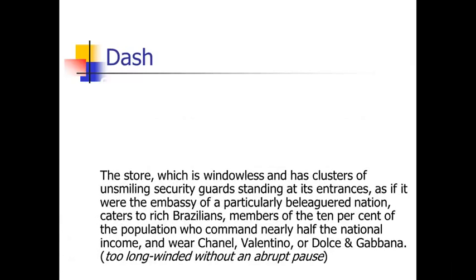And then in that second sentence, you know, again, it's getting really long-winded. The store, which is windowless and has clusters of unsmiling blah, blah, blah, it's running on, and your reader's going to get lost. Your reader's especially going to get lost here because you get this really long description with several commas in it, and you don't get to the verb until caters, and this is a case where the verb now is too far from the subject because you have too much in between where it's not clearly demarcated and set off with dashes. So this is going to lose the reader. It's too long-winded without an abrupt pause. How about if we use parentheses instead?